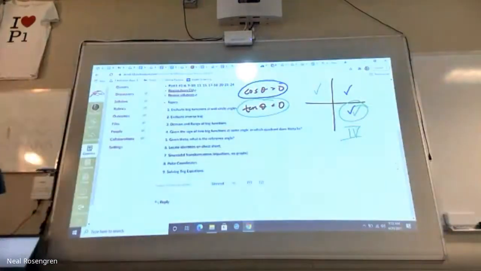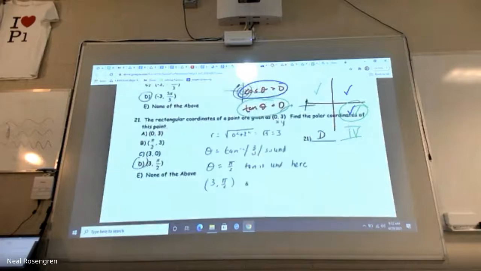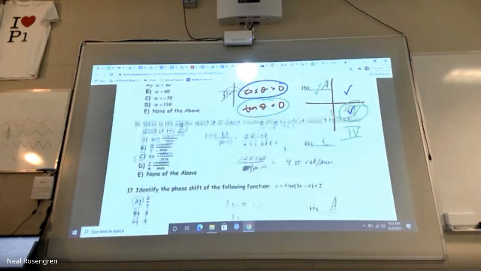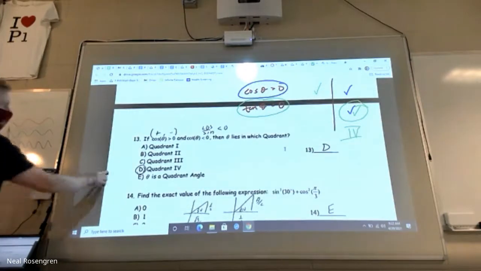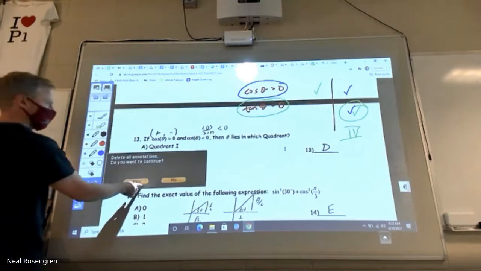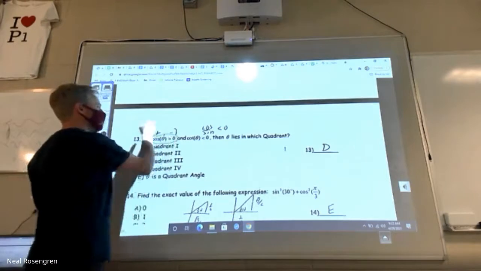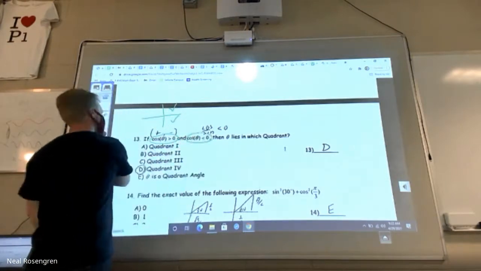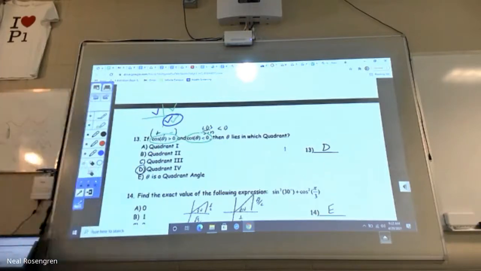Did they give us a question like that? Let's see. There we go. It's almost exactly the same question, right? So if cosine is positive, okay, so here and here. If cotangent is negative, I basically just gave you the same exact question. Yeah, that's fine.